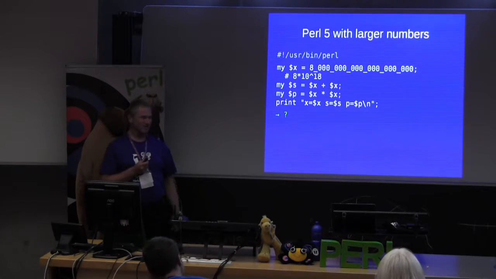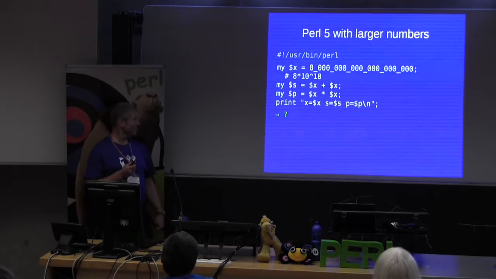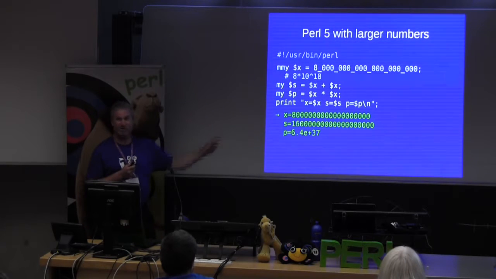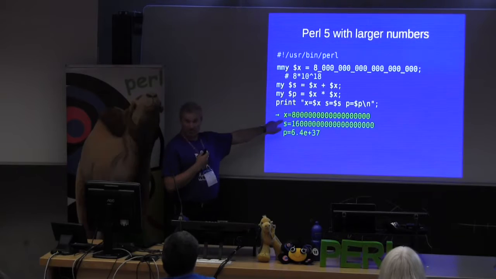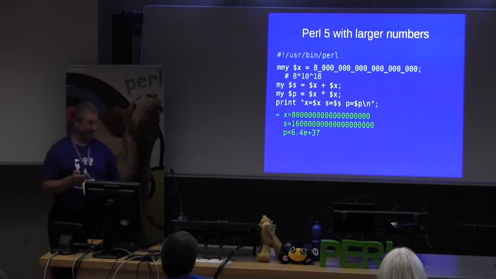So I just put in something that fits into a 64-bit signed integer, and we try this. Let's see. And you said it right, it goes to floating point. This one is still right because it seems to go to unsigned integer. This one is not quite right, but that's what we have.